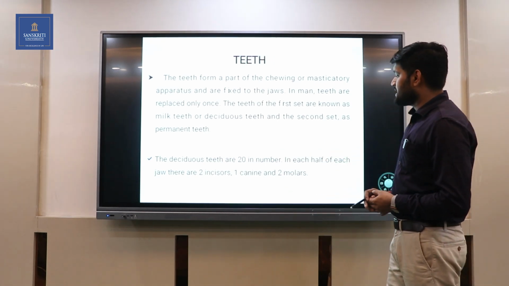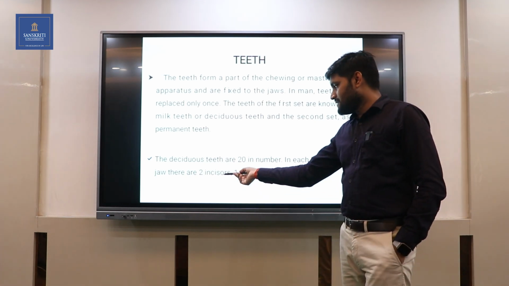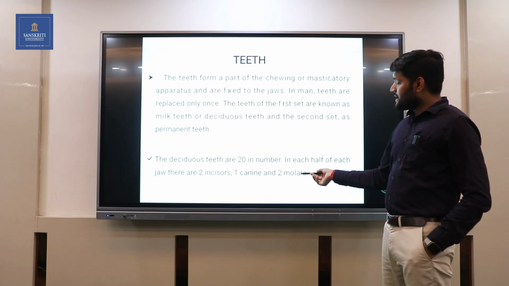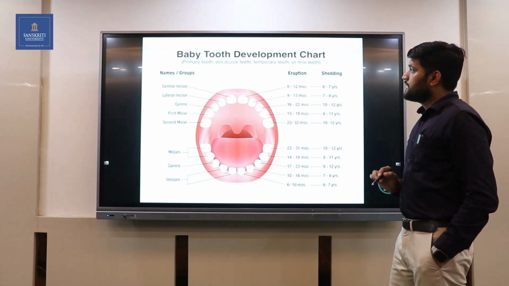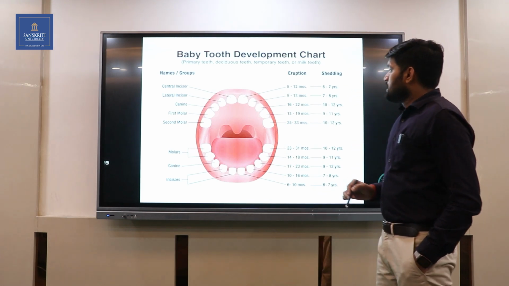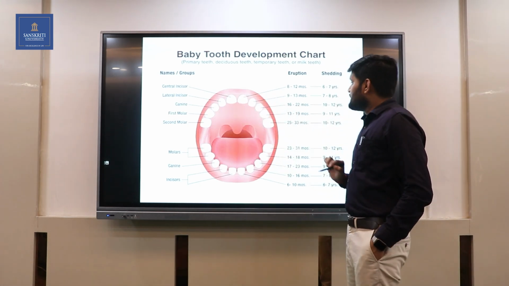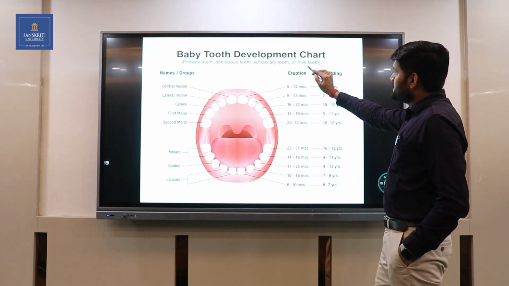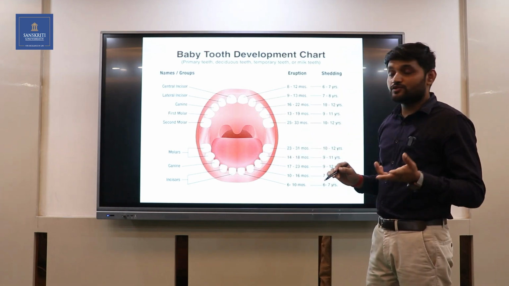The deciduous teeth are 20 in number. In each half of each jaw, there are two incisors, one canine, and two molars. Let's see in the diagram. This is the upper jaw, this is the lower jaw. Here you can see the development of the child. These are the primary teeth. So the number of primary teeth is 20.